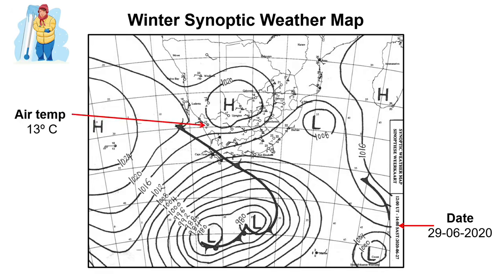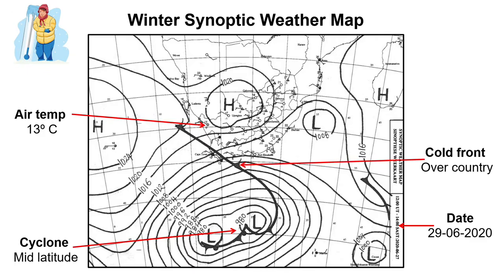Then I look at the air temperature. There's one weather station where the air temperature is 13 degrees Celsius, but if you look closely at all the weather stations on this map, you will see most of them are recording temperatures of lower than 20 degrees Celsius. I also see a mid-latitude cyclone prevalent. I don't see any tropical cyclone, so that's a further indicator that it's possibly winter.